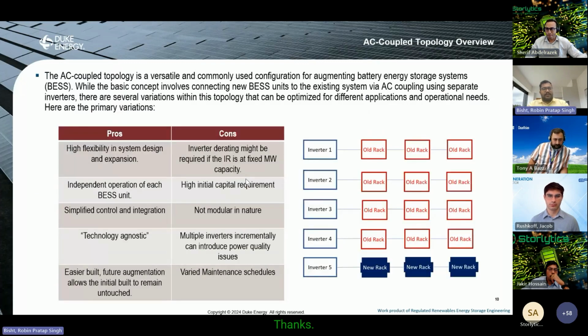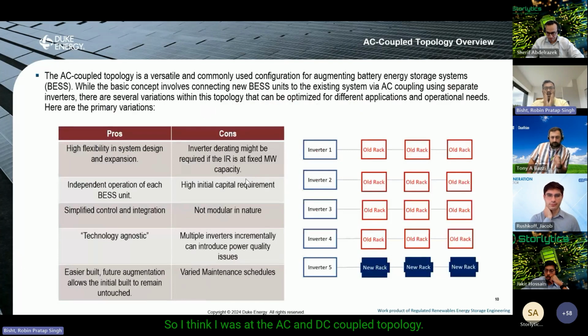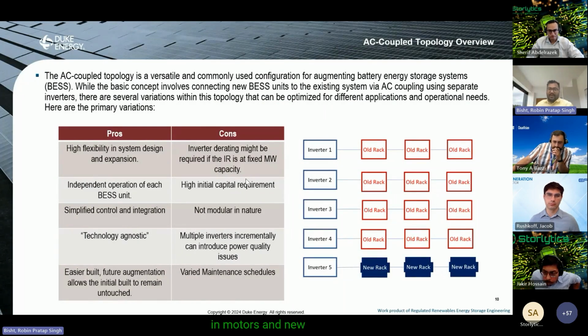Okay, yeah, thanks. All right, so I think I was at the AC and DC coupled topology. I know we're all pretty familiar with the AC and DC coupled topology for augmentation. AC coupled topology is basically adding inverters and new battery racks, which tend to be technology agnostic. Basically, you can add new technology as it comes, and it's a simpler augmentation style because you're not disturbing any of the previous older builds.